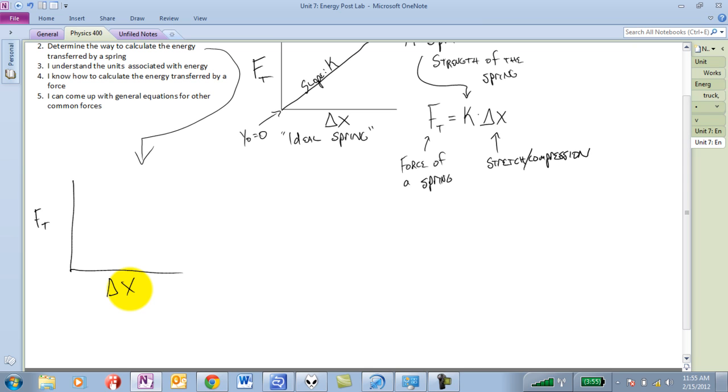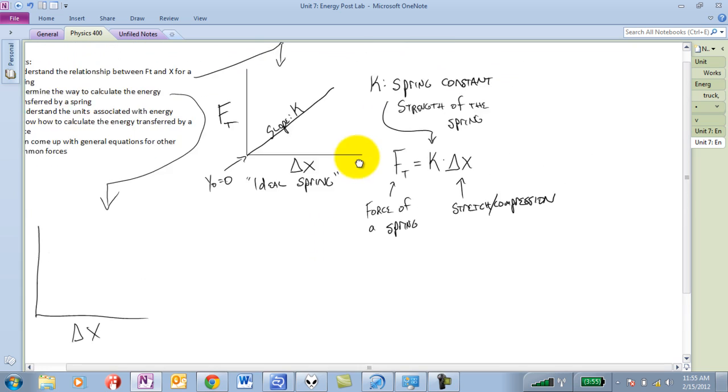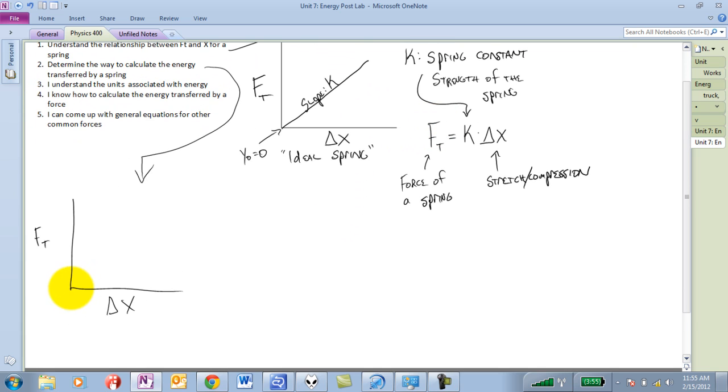And the answer to this question is, as you stretch it further and further, you are storing more energy into the spring. So as delta x, if we go back to our graph here, as delta x increases, as we go further and further, there is something on this graph that increases as well. And that something is the area.